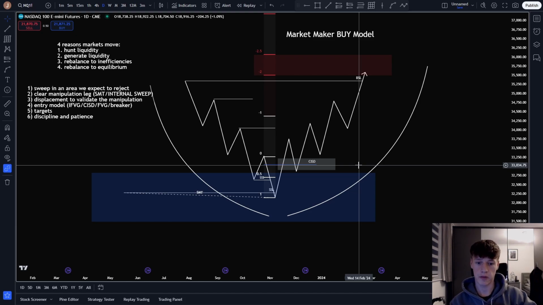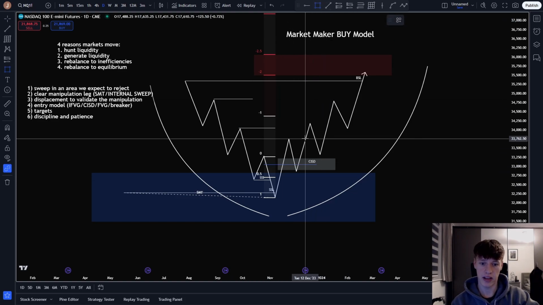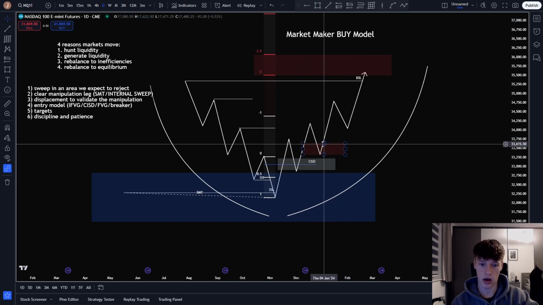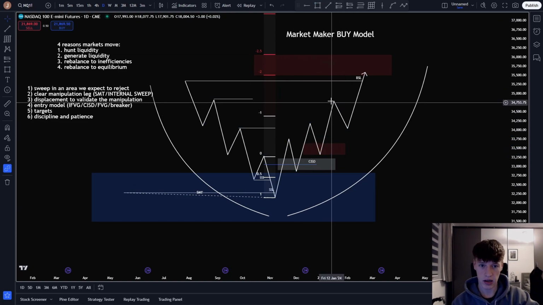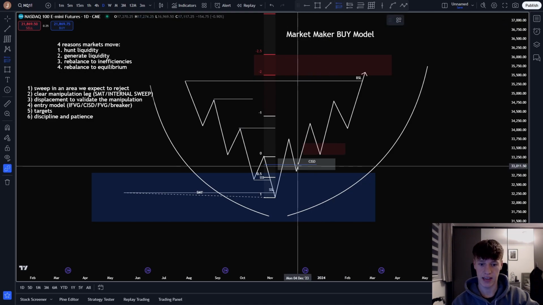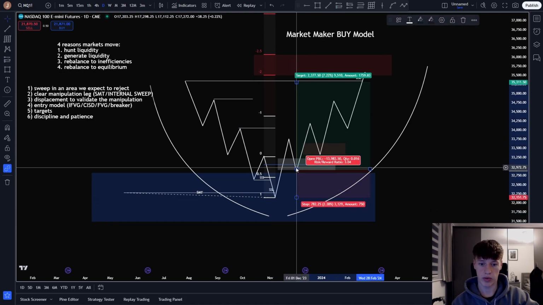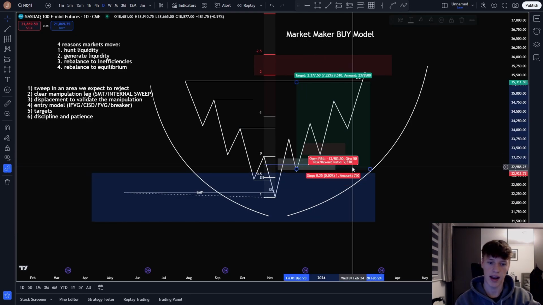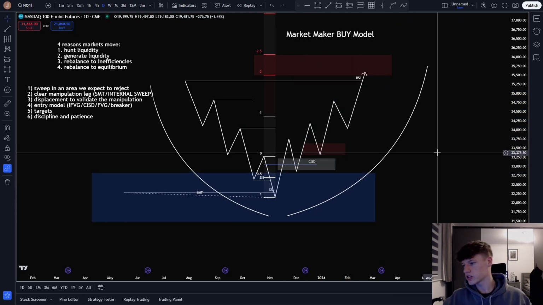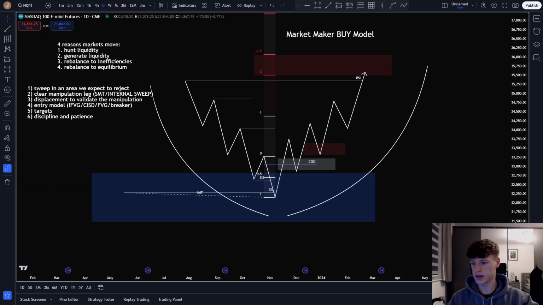For me to go break even on a trade, say my entry was around here. If an imbalance opens up right here and it holds, once we get a closeout, I would like to go break even. If my entry was down here, my stop was there, I'd like to go break even once this holds, because there's no reason for price to come back to that level. So that is obviously the market maker buy model. Let's get right into the market maker sell model.